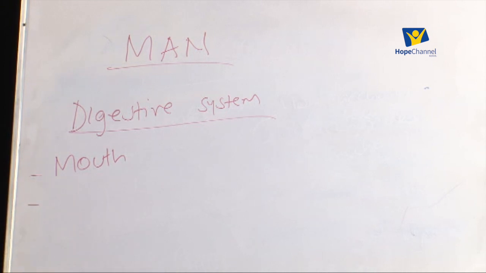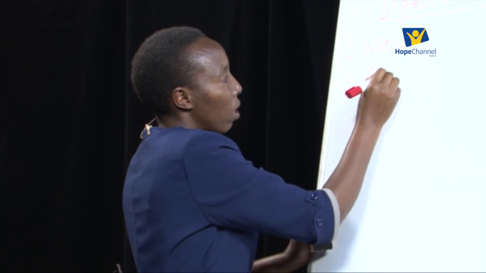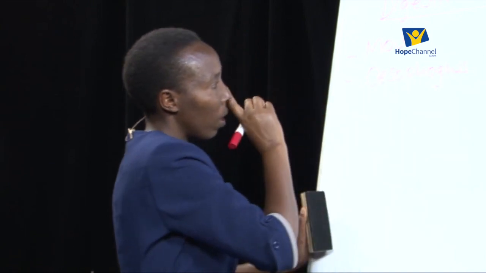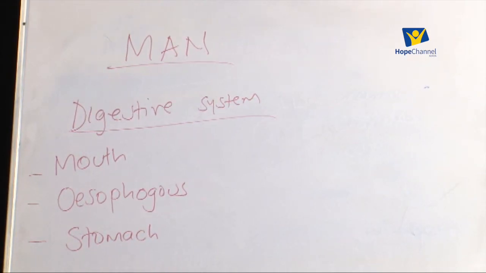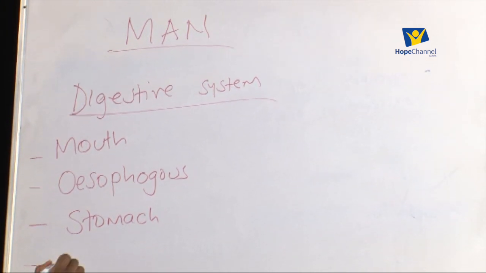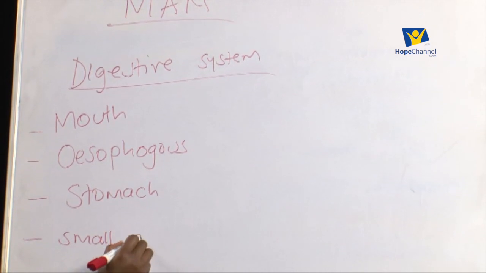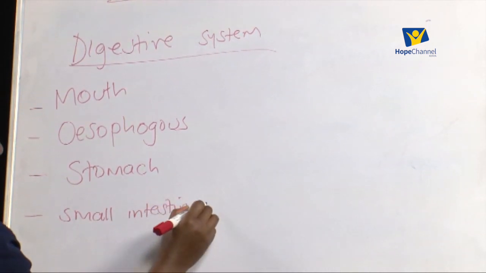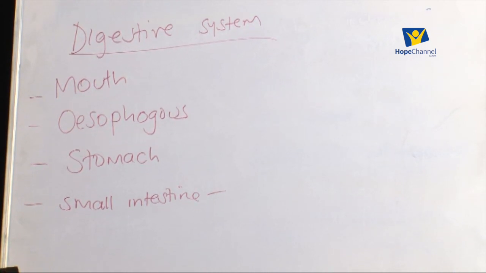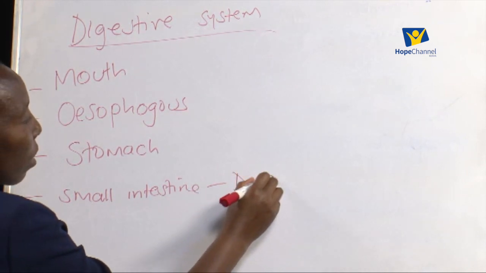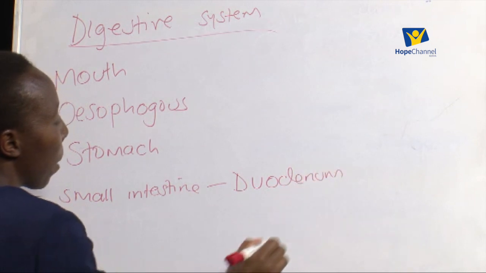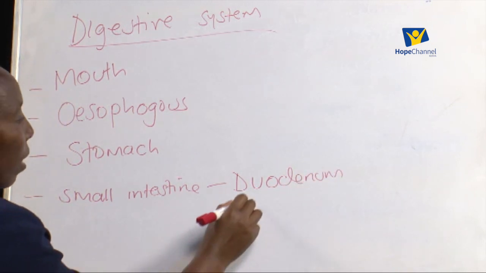The next part that is involved in digestion, we have the esophagus. We have the stomach. We have the small intestine, which is divided into two parts. We have the first part and we have the second part. The first part, we call it the duodenum. The second part, we call it the ileum.